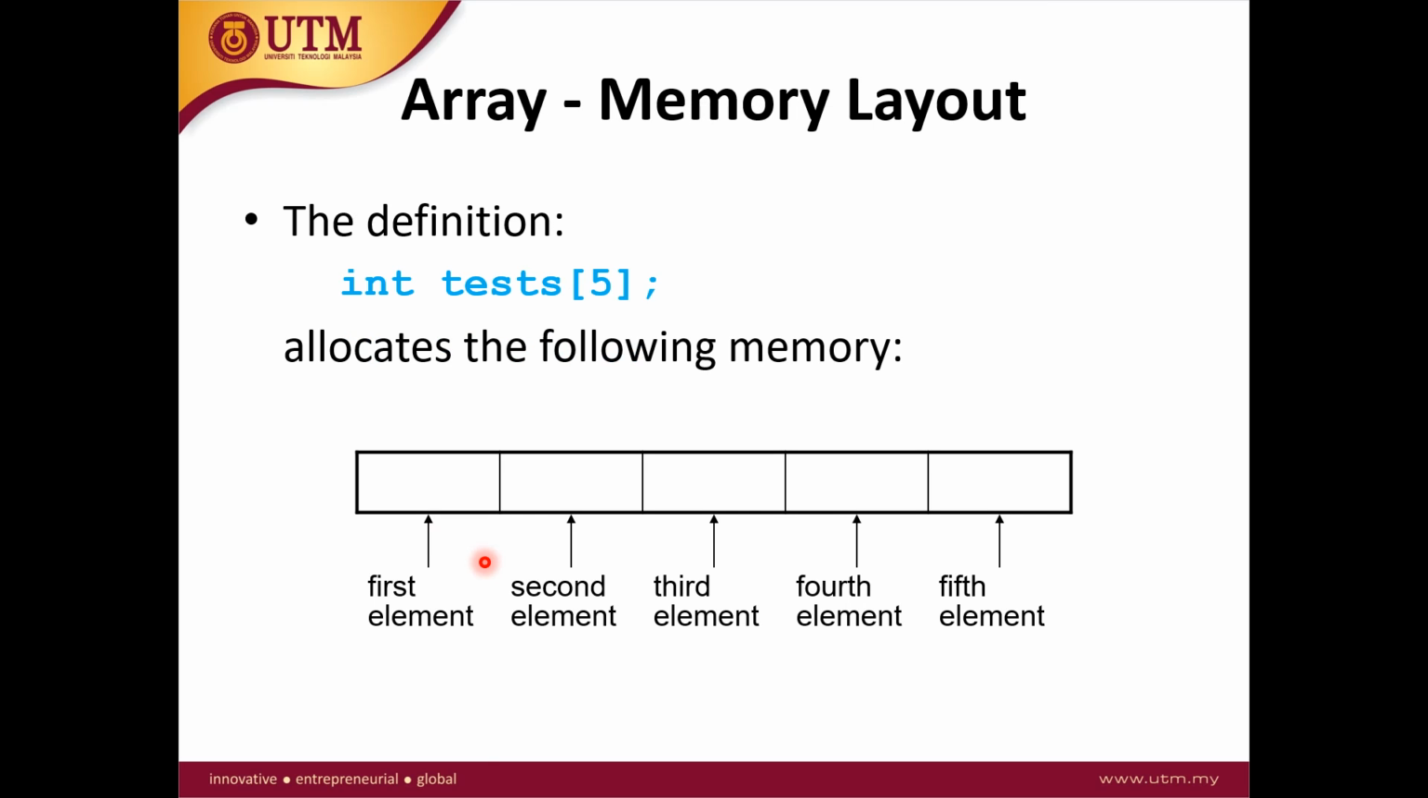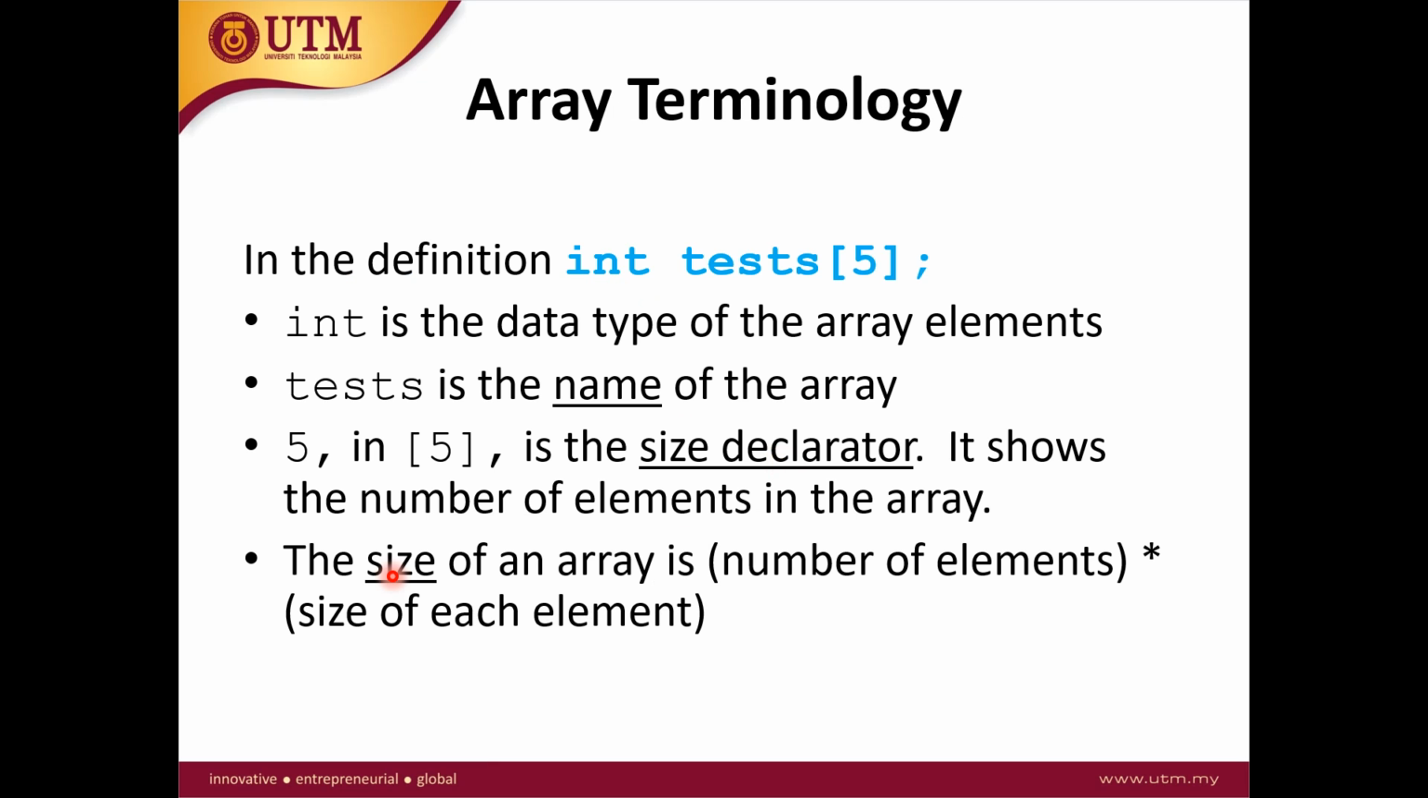So this is how the array is going to be stored inside the memory. The size of this array is 5, which means this array can hold 5 elements. This is the first element, second one, third one, fourth one, and fifth one. This is how the memory allocates the data belonging to an array. Those are the 3 main important things of an array: the int specifies the type, which is integer, tests is the name of the array, and 5 is the size of the array. So the number of elements inside that array is 5.